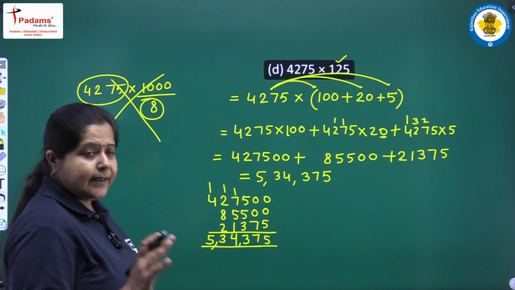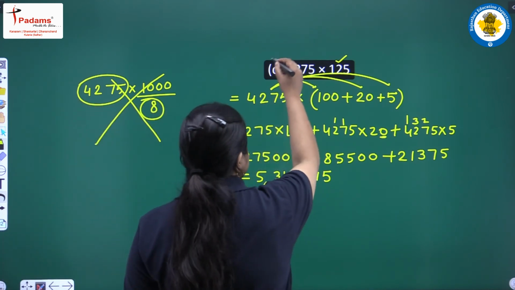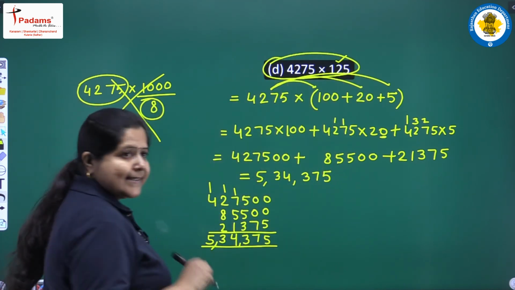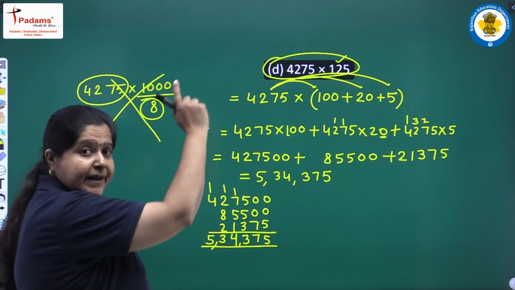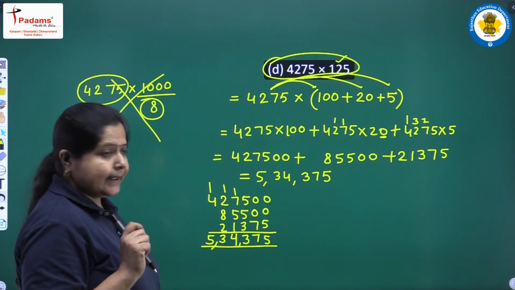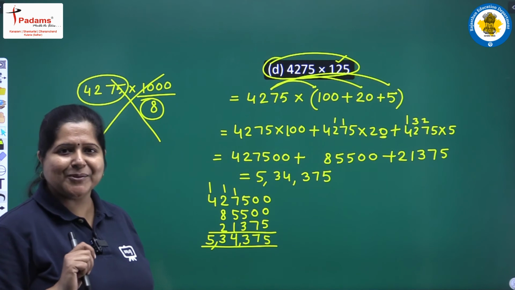So it's very easy to multiply in this manner, and we get the answer quickly without much difficulty in place of this when we multiply the two numbers directly. As compared to multiplication directly, it's a much better method to do.